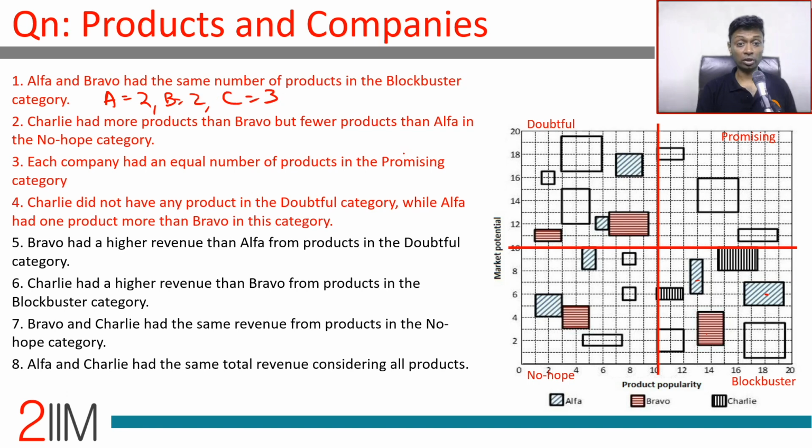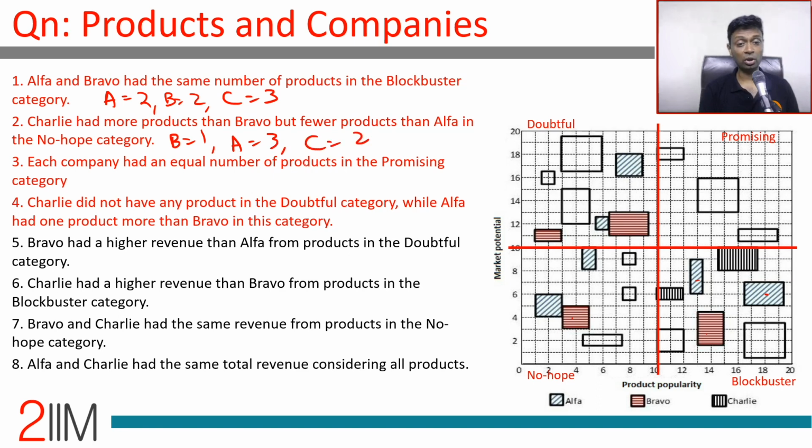Charlie had more products than Bravo, but fewer products than Alpha in the no hope category. This is no hope. Alpha has 2, Bravo has 1. If Bravo ends up having 2, Charlie would have to have at least 3. Alpha should have at least 4. That's not possible. So Bravo should have only 1. Alpha should have 3. Charlie should have 2. So Bravo 1, Alpha 3, Charlie 2 in the no hope category.